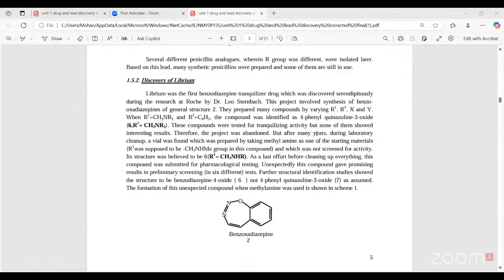The compounds were tested for tranquilizing activity, but none of them showed interesting results. Therefore, the project was abandoned.